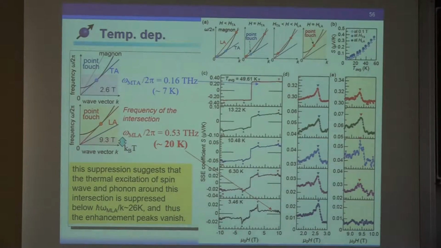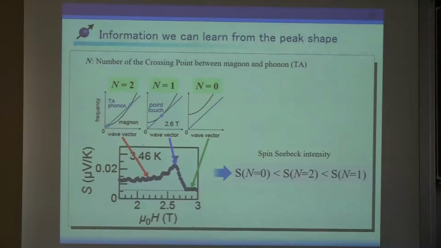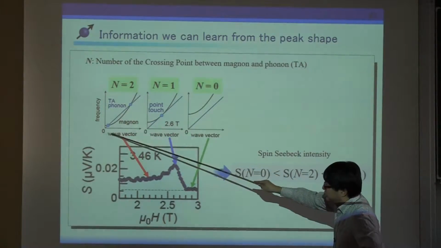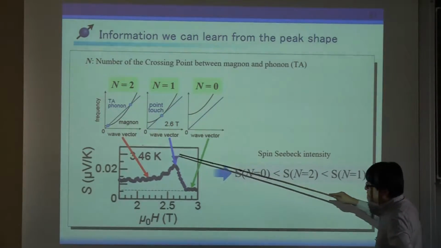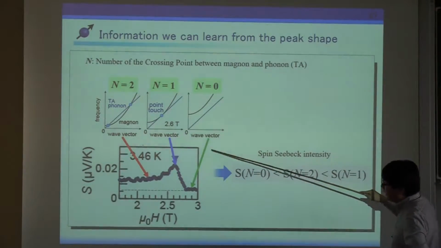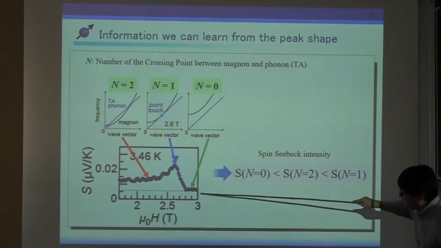Okay, so owing to the sharp structure at low temperatures, we can get some information from the spectral shape. This is a magnified view around the peak structure at the lower field peak. In this field range, the number of intersection points is 2, and it is 1 at this point, and there are no intersections in this field range.